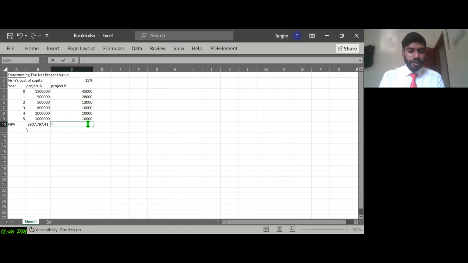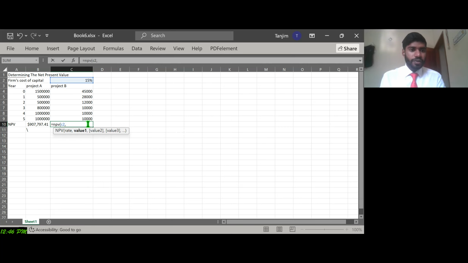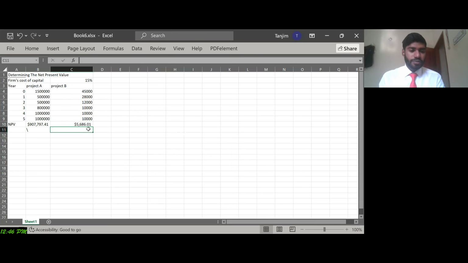So calculate project B: equal, then NPV, then first bracket, then rate. Here the rate is C2, so press C2, comma, and the values. Here the values are C5 to C9. So press C5 to C9, then close the bracket and minus. Here the capital of this project is C4, so you select C4, then press enter. So we can see that the result is 5,000. So we choose project A, right?